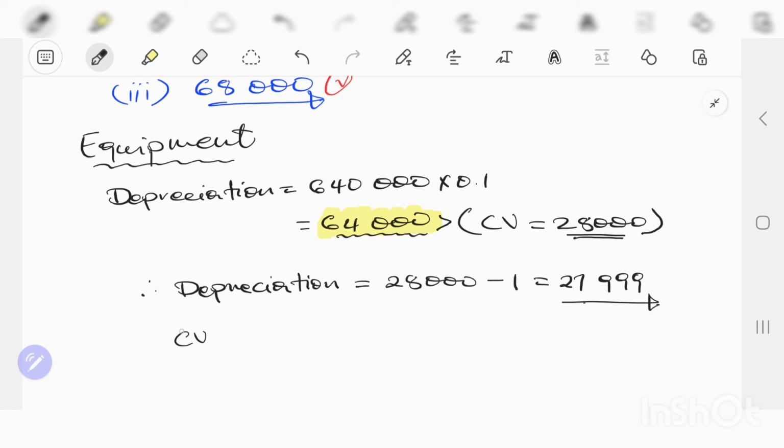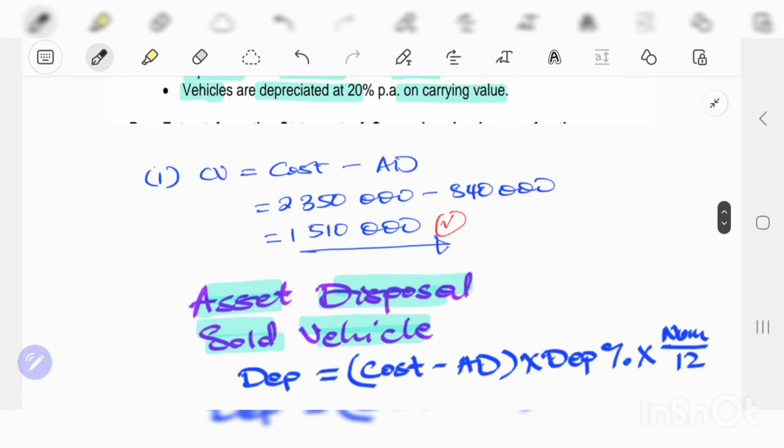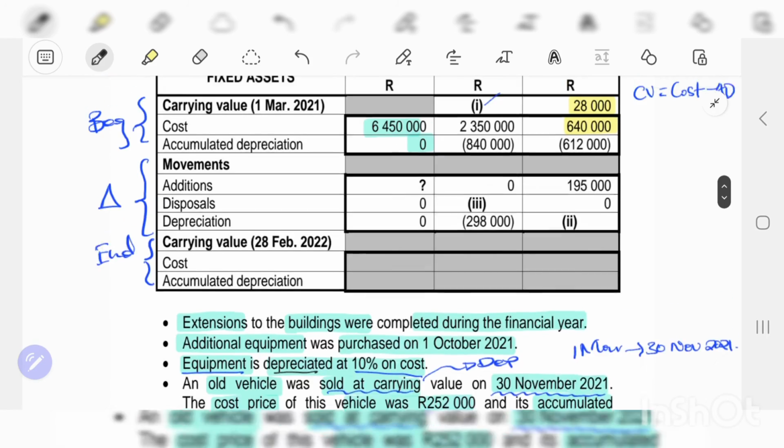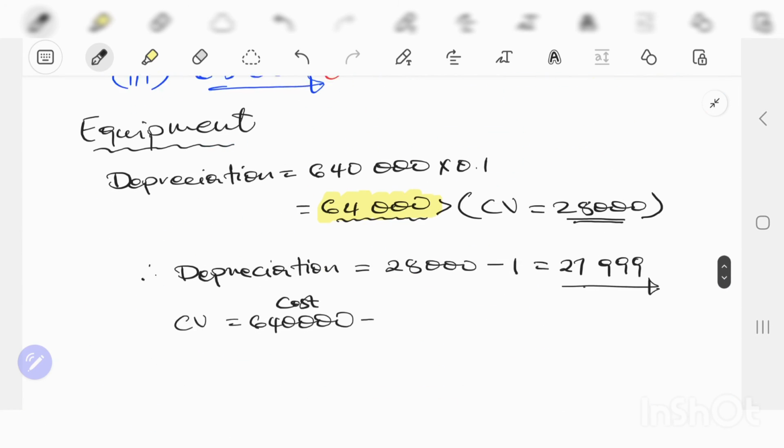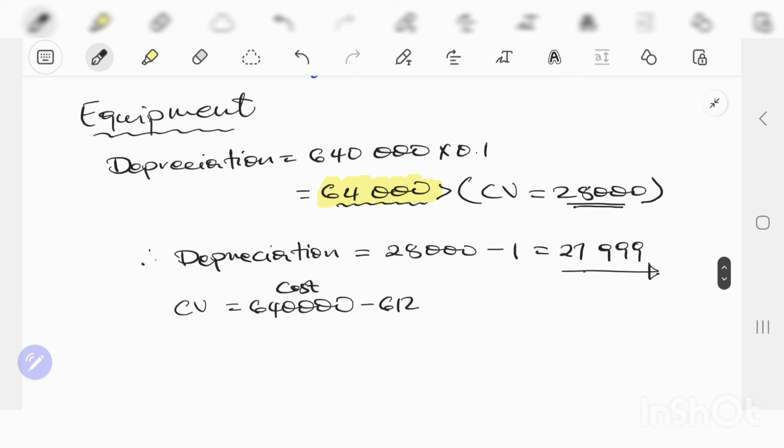So the carrying value of this asset is going to be 640,000, which is the cost, minus the accumulated depreciation, which is how much? Which is 612,000. So minus the accumulated depreciation, which is 612,000, and then minus the depreciation for the year, which is 27,999. So this is going to give us a carrying value of 1 rand.